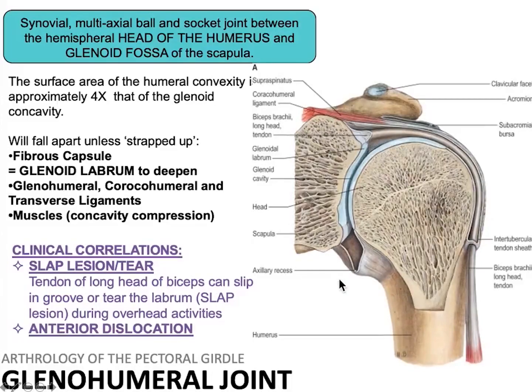So you may then have come across the term SLAP lesion or tear. So if we're considering our clinical correlations, a SLAP lesion is referring to the tendon of the long head of the biceps, which will either slip or tear the labrum. So we can see here it's in direct contact. If we have a tear, usually associated with repetitive use of that muscle in overhead activities, it will actually tear the glenoid labrum, and that is what we're referring to then as a SLAP lesion.